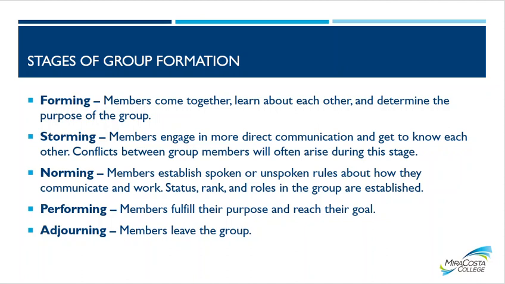Norming. Members establish spoken or unspoken rules about how they communicate and work. Their status, rank, and roles in the group are established. So who's in charge, who's the go-to for this and that. Maybe there's someone in charge of reports or taking notes, or a project manager to make sure that people are meeting their due dates and milestones. Maybe there's a certain person who reports updates to the higher-up supervisor or the director or the CEO.